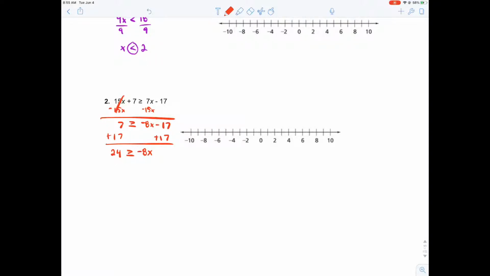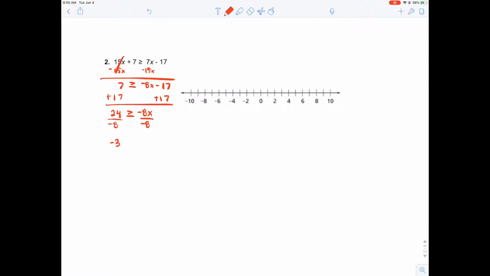So in order to get x isolated, I need to divide both sides by negative 8. Okay, and I know that 24 divided by negative 8 is negative 3. And then these negative 8s are going to cancel out, so I just have an x left over. Because I'm dividing by negative 8, and this is important, because I'm dividing by negative 8, my inequality sign changes. Okay, do not forget this. This is super important. Otherwise, you will graph incorrect solutions.